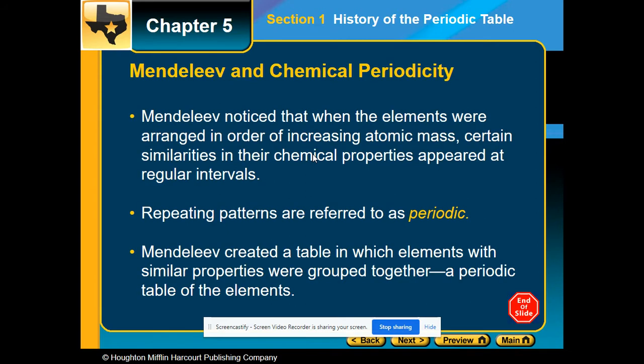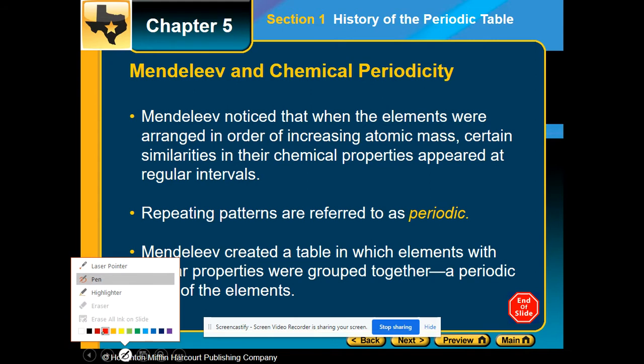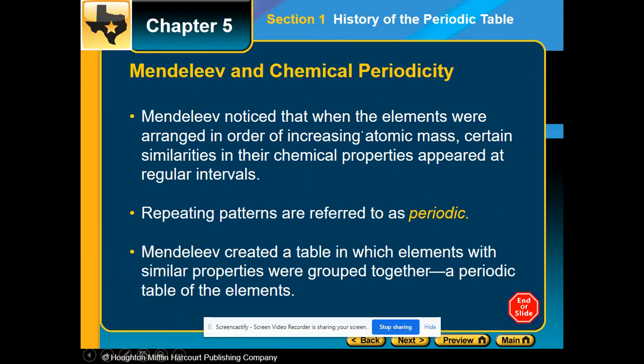All right, Mendeleev was the first person to make a periodic table. He was the first one to organize elements in the formation of the periodic table that we have. Now, something very important that you want to take note of is, make sure you know that when he first did it, he did it by atomic mass.